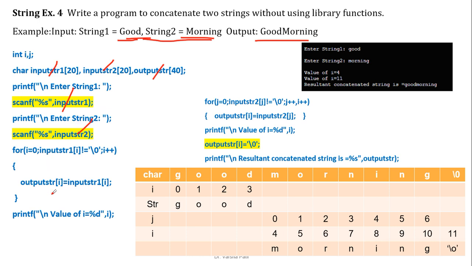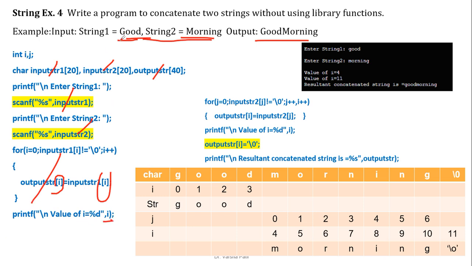So here we are keeping the location as I only, because both will go at the same location. So we copied the first string, that is: for I equal to 0, input of string of I is not equal to null, I plus plus, and output of str I is equal to input str of I. So we copied the first string. When we copied the first string, we print the value of I.